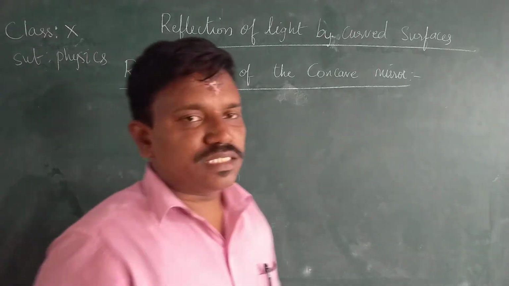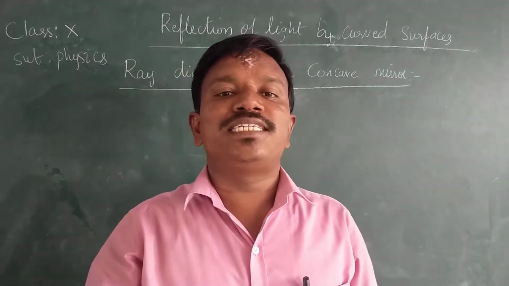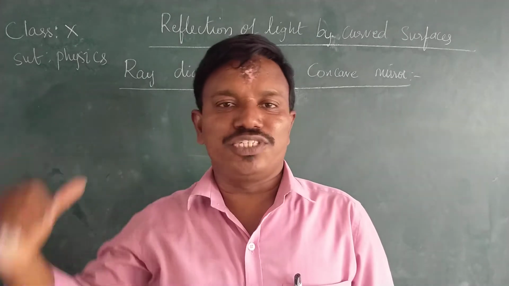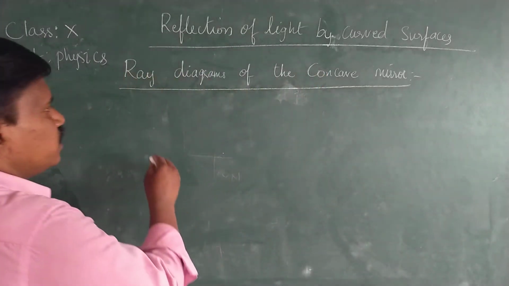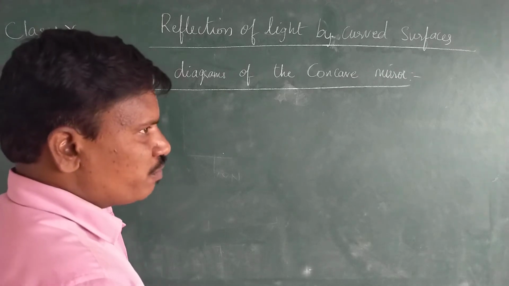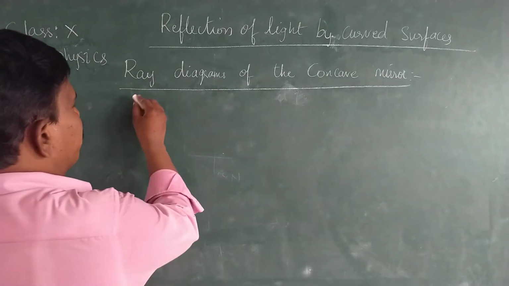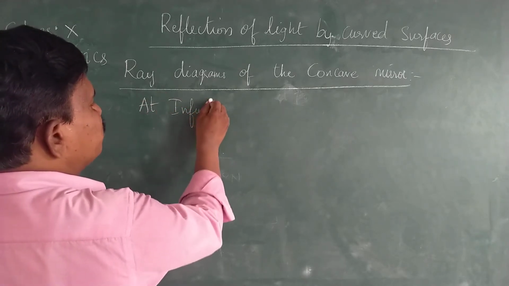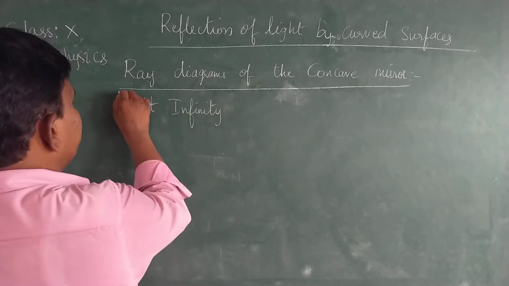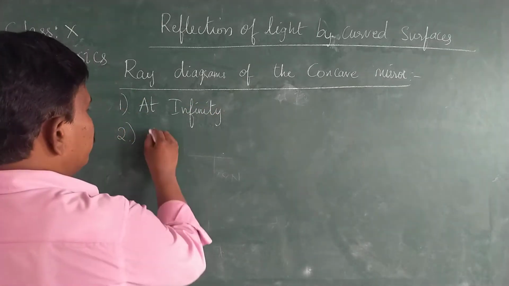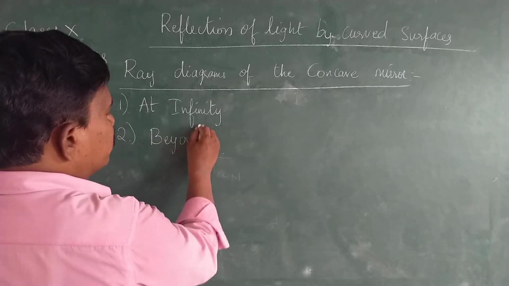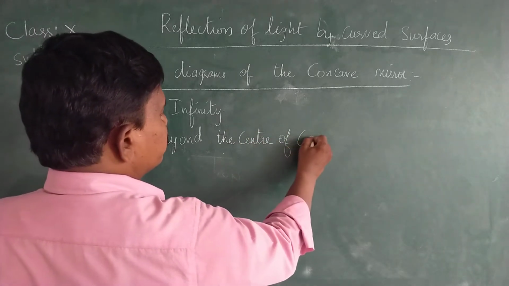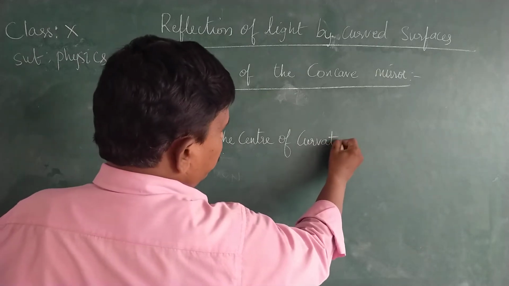What do 6 positions mean? The object should be placed at some places. What are the 6 places where the object should be placed? To draw the ray diagram for the concave mirror, the object should be placed at infinity, and then beyond the center of curvature.